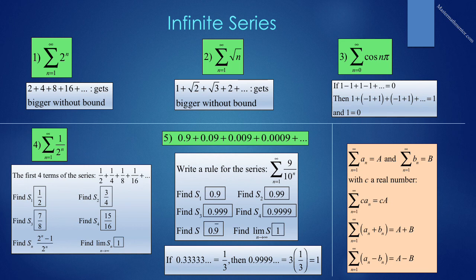The summation n equals 1 to infinity of a sub n plus b sub n is simply A plus B, and the summation n equals 1 to infinity of a sub n minus b sub n is A minus B.